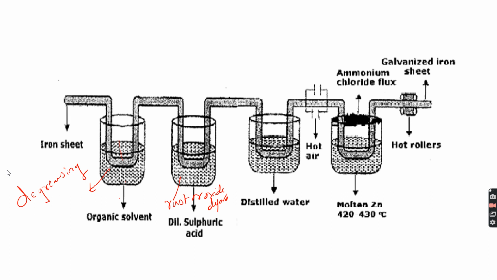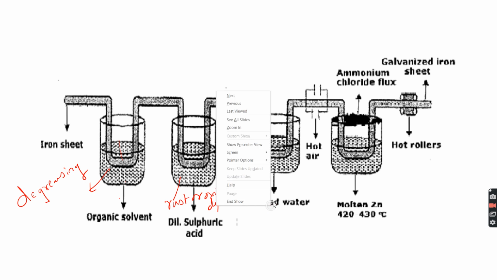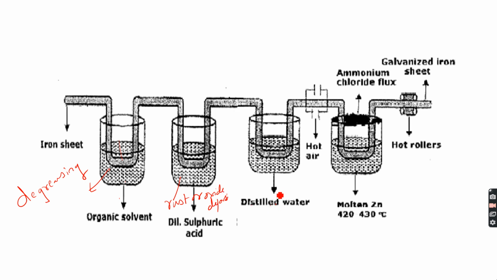To prevent that, it should be well washed with distilled water. That's why, for washing purposes, it is immersed in distilled water. Then again, in a basic medium, if hydroxyl ions are present, corrosion takes place again. So that's why it is then passed and dried. First it is washed with an organic solvent, then dilute sulfuric acid, then washed with distilled water, then passed through a dryer.